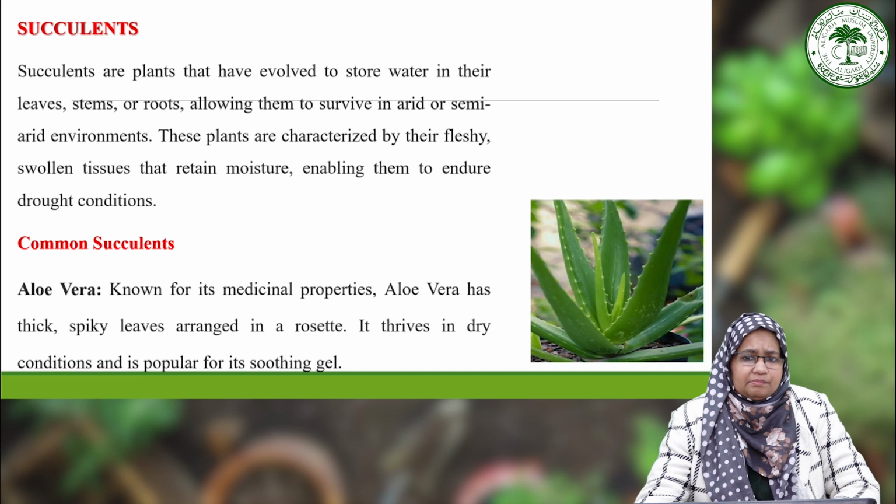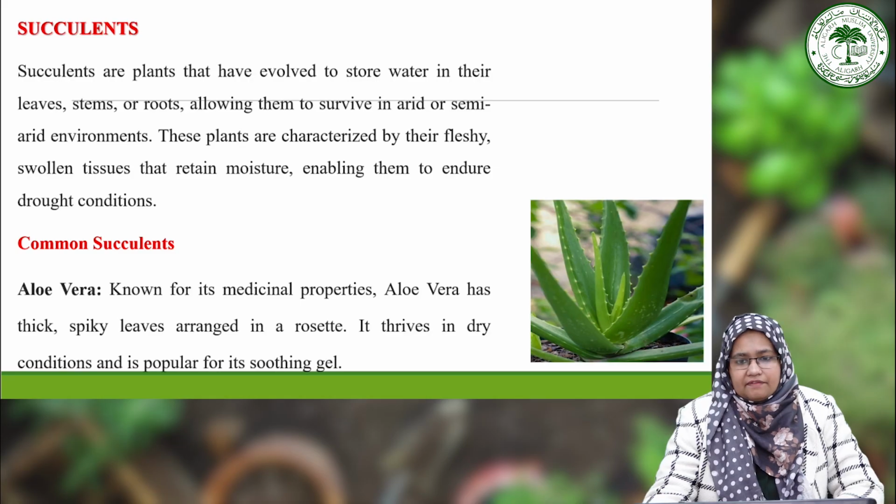A common example plant like aloe vera is a widely recognized succulent known for its medicinal properties. It features thick, fleshy leaves arranged in a rosette pattern. Aloe vera is well adapted to dry conditions and often cultivated for its soothing gel, which is used in various skin care and health products. It's a popular choice among succulent enthusiasts and gardeners due to its resilience and ornamental appeal.